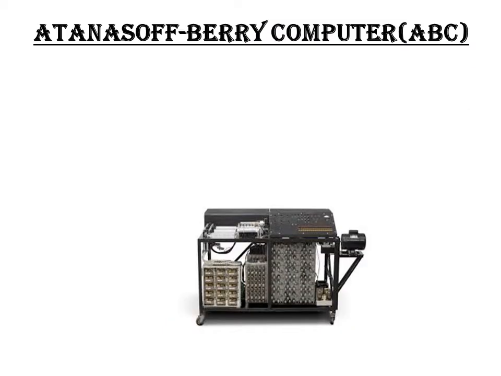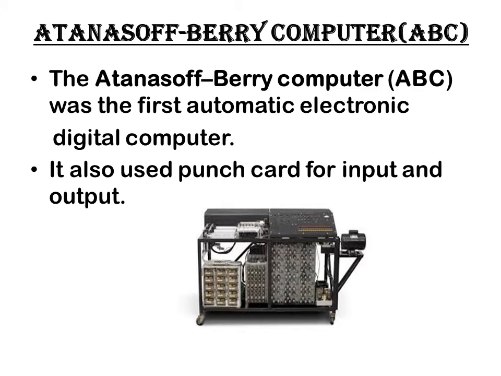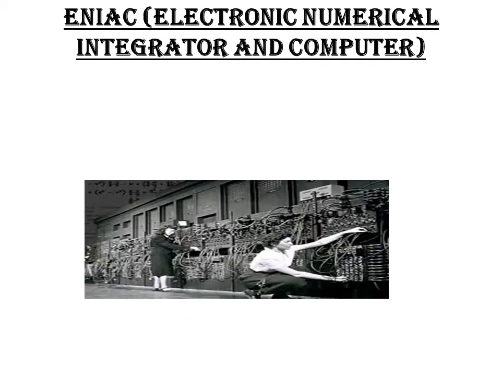Next is the Atanasoff-Berry computer. We call it ABC also. This computer was the first automatic electronic digital computer. It also used punch cards for input and output.